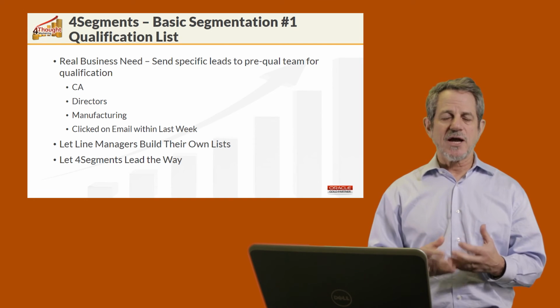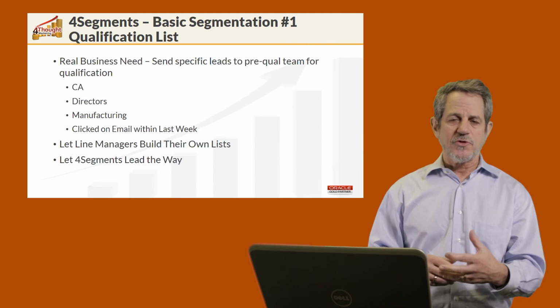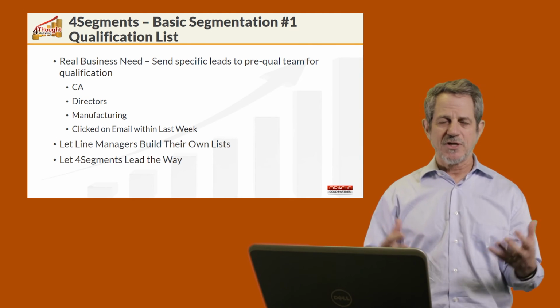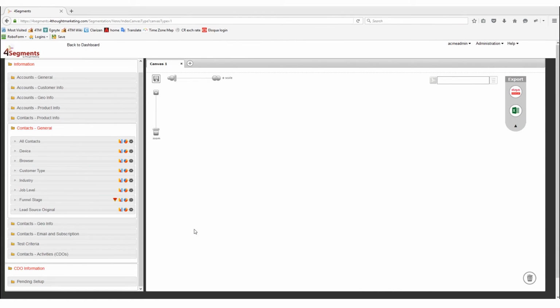This process allows line managers to create their own lists. You might have a regional manager in the Northeast, one in the Southeast, one on the West Coast. They can create their own lists using this very simple possibility. So to get started, let's take a look at job level.